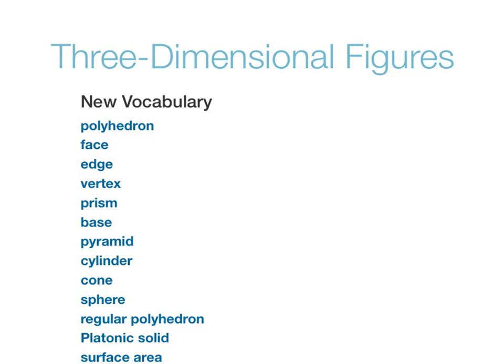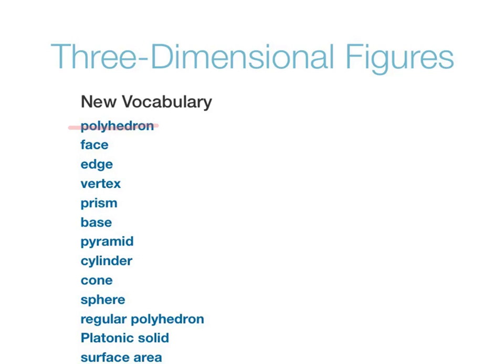Okay, three-dimensional shapes or figures, 1.7. First of all, I want to have a look at the vocabulary. First word up is the polyhedron. Polyhedron, just like polygon, is an enclosed shape with no curves. So make sure that what you did for polygon is exactly the same for polyhedron.